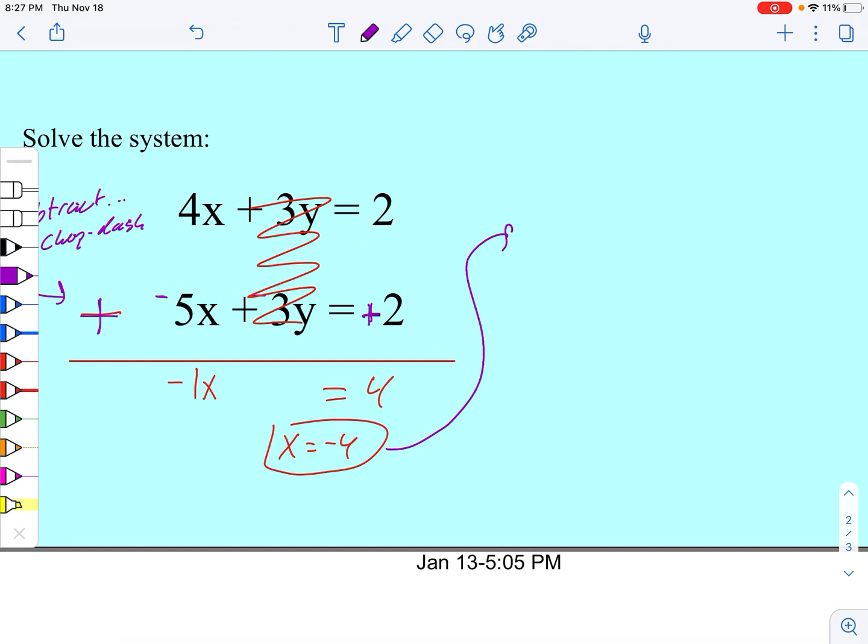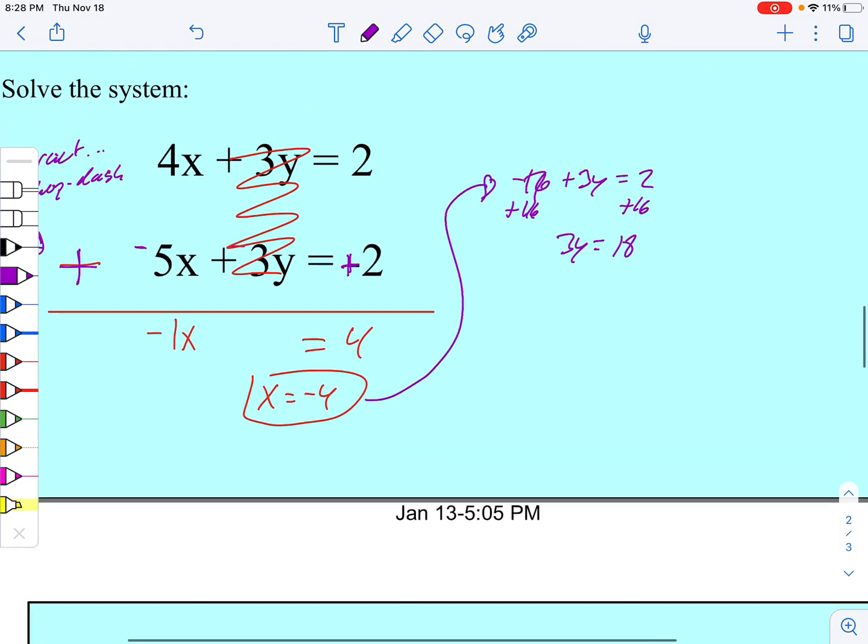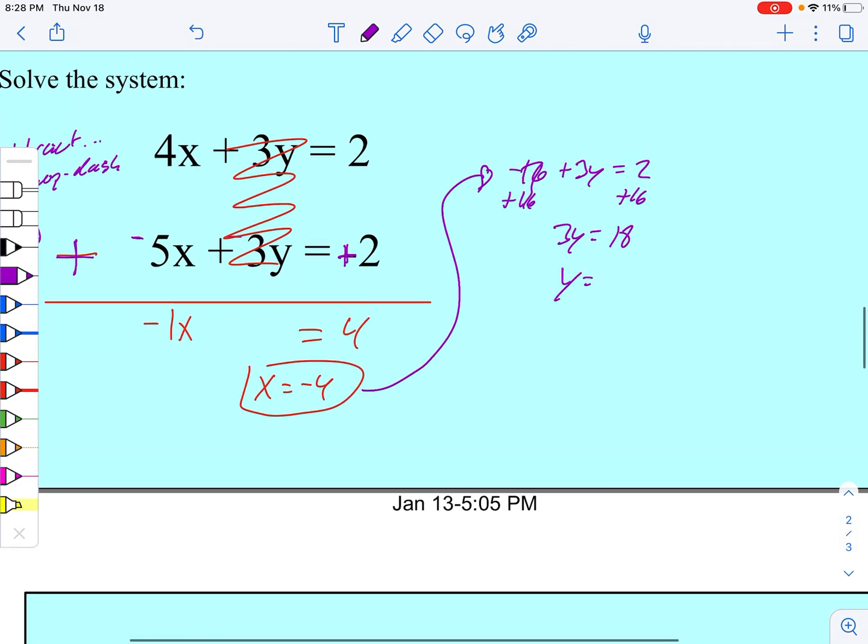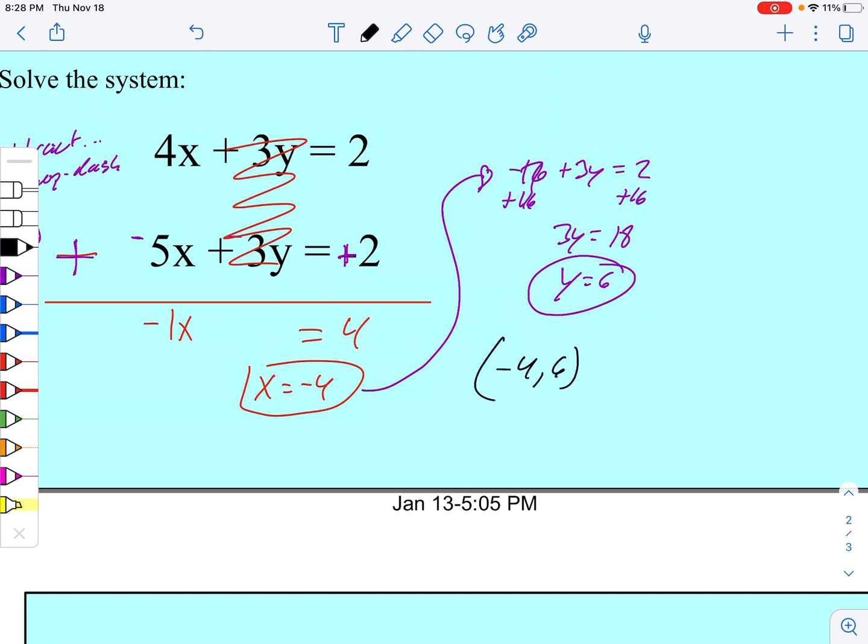Okay? Again, I'm going to take the negative 4 and plug it back in to x in the top equation. And so that's going to be up here. I'm going to get negative 16 plus 3y equals 2. I'm going to add 16 to both sides. Again, just like solving a two-step problem. I'll get 3y equals 18, so y equals 6. And my final solution then should be negative 4, 6.